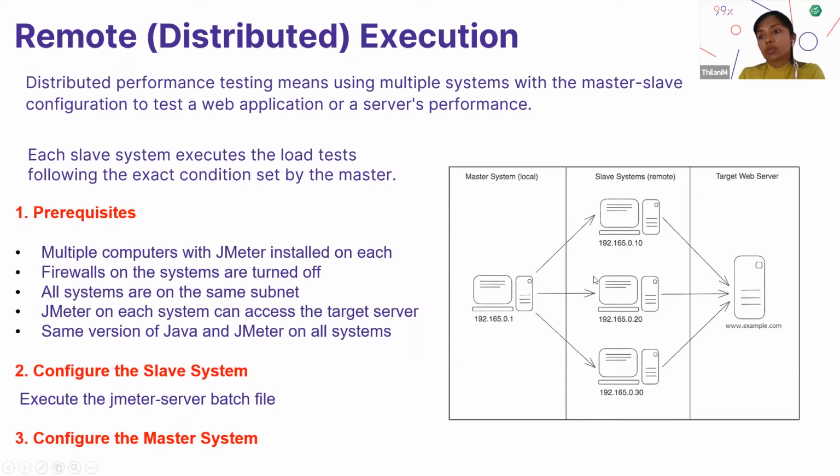And then we have to configure our slave system. In order to do that, you have to execute the jmeter-server.bat file, which I have already done. And then you have to configure the master system. So let me show you how to do it.